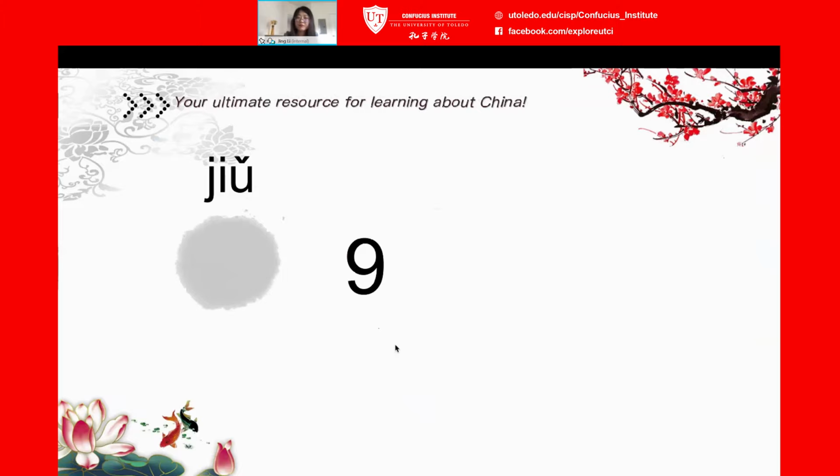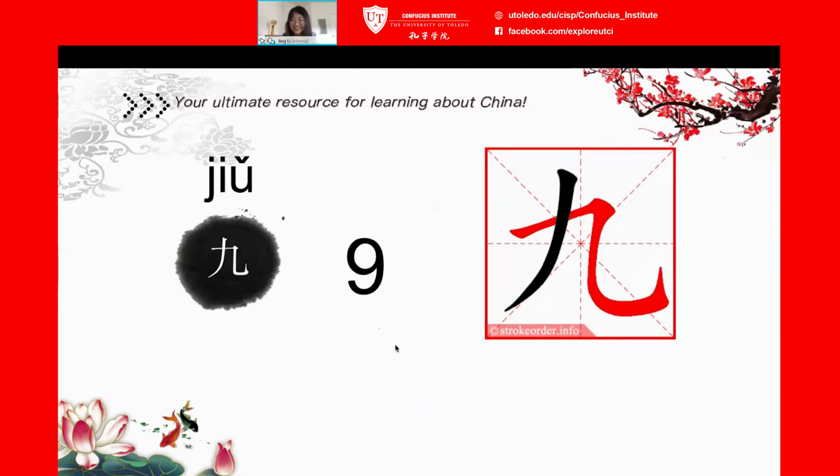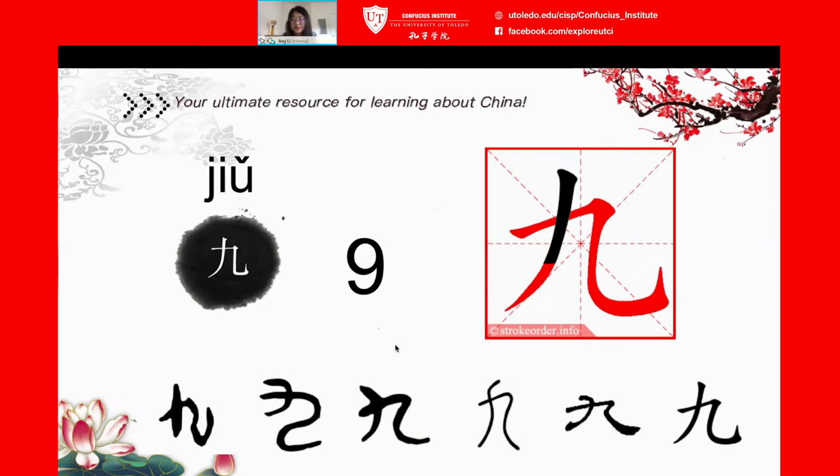Next number, jiu. Now you cannot say baba, you need to continue. Jiu. In ancient times, this character's original meaning is... You can guess what this Chinese character looks like. You can guess the meaning. Do you think it looks like somebody's arm? Yes, this Chinese character's original meaning is arm. People borrowed this character to show jiu, number 9.